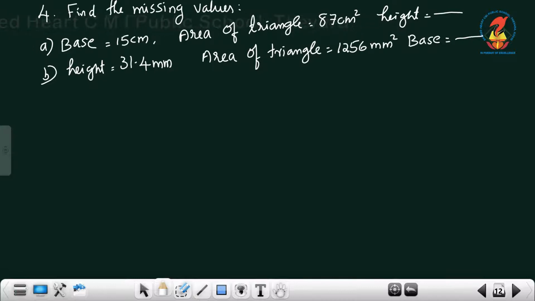Fourth question, find the missing values. Base equal to 15 centimeter, area of triangle equal to 87 centimeter square. We have to calculate height. Next, height equal to 31.4 millimeter, area of triangle equal to 1256 millimeter square, base equal to dash. We don't know the base.